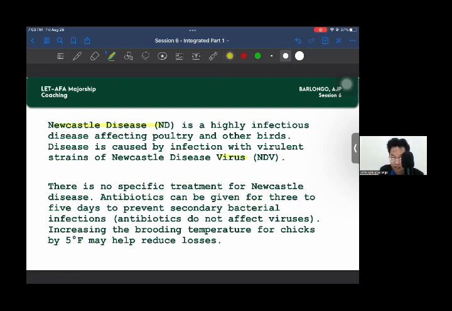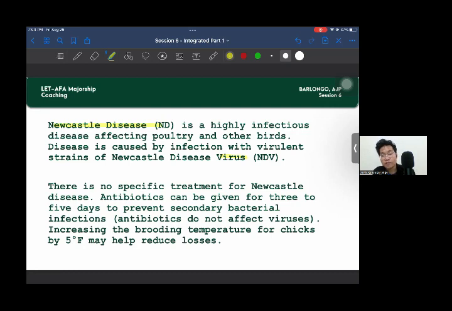And in terms of the treatment, there is no specific treatment for Newcastle disease as of now. So antibiotics can be given, pero ang antibiotics, it does not affect viruses. So perhaps this is just to lighten yung mga symptoms. So far wala pang specific treatment for Newcastle disease.